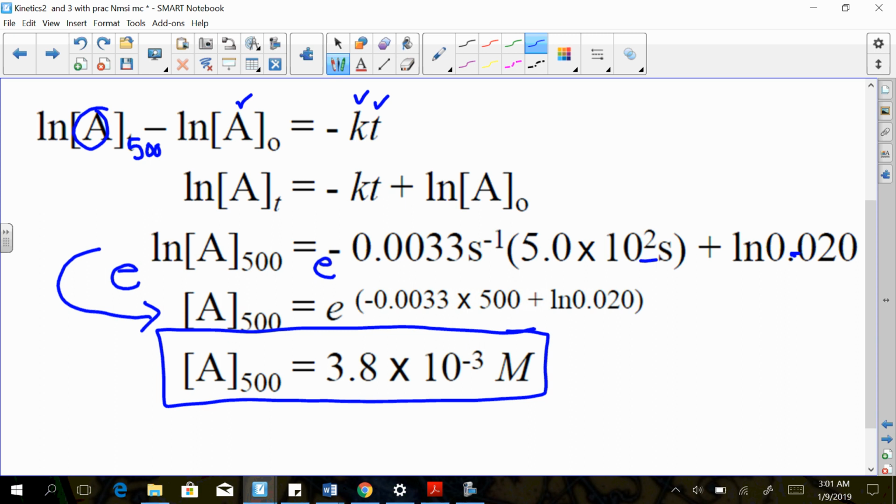But go ahead and try it in your calculator. Make sure you can raise e to this power. Make sure you're working your parentheses. If you notice, these are multiplied. There's a plus sign here. So be careful about how you enter that in your calculator and make sure you get this number.